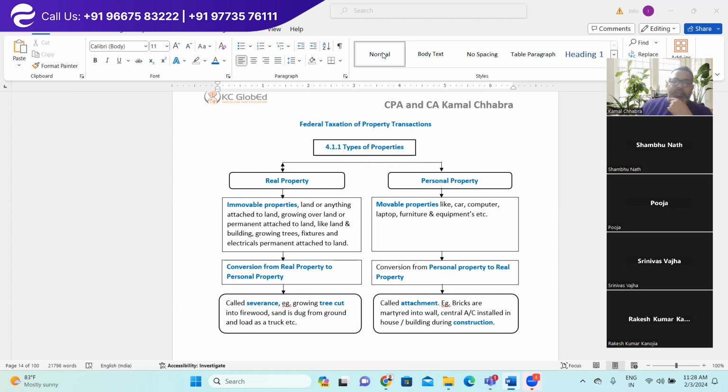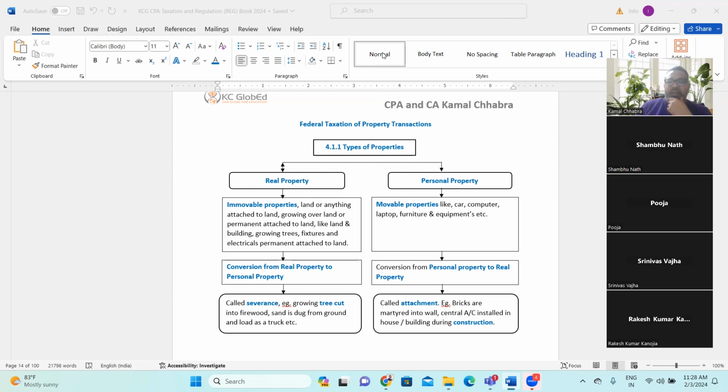If you look at the third box, called severance, the example is a growing tree cut into firewood, or sand dug from the ground and loaded on a truck. Till the time it is a growing tree, it is real property. But when you cut those trees into small pieces of wood, it becomes personal property. On the right hand side, it is called attachment. That means the bricks used to build the wall, or a centralized AC installed in a house or building during construction, become real property.